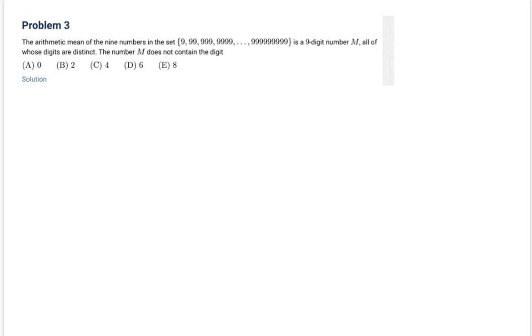Problem number 3, the arithmetic mean of the 9 numbers in the set is a 9-digit number m, all of whose digits are distinct. Then the number m does not contain the digit. Okay, so the arithmetic mean of these would be 9 plus 99 plus 999 plus all the way to 999,999,999.